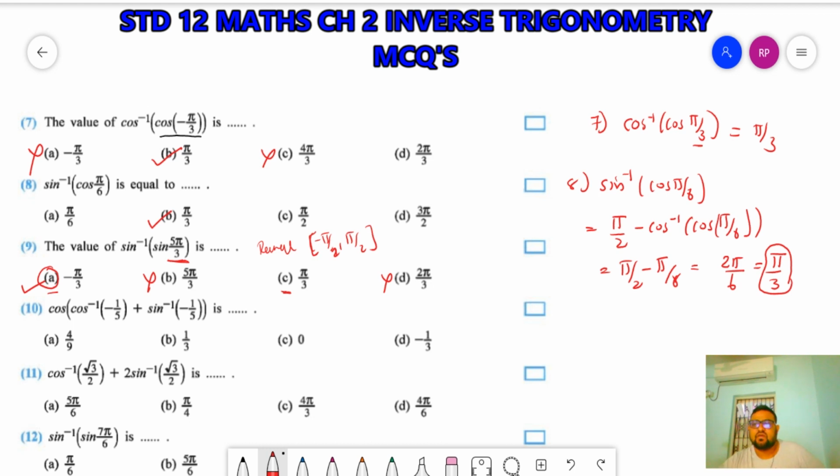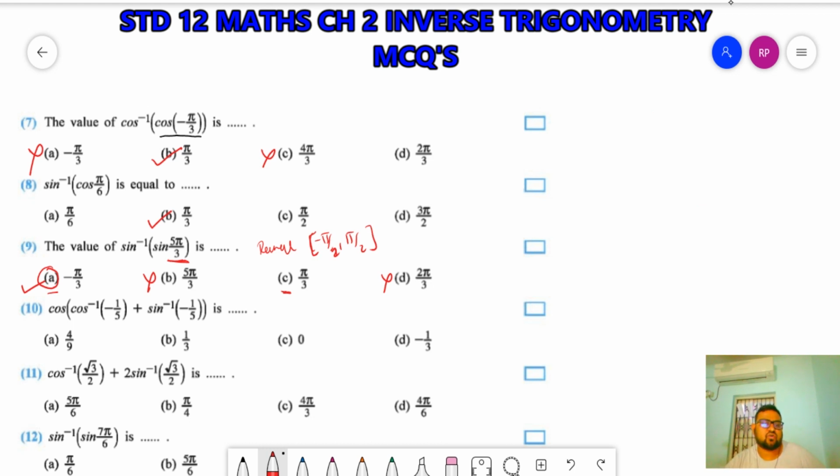Okay. And question number 10, cos of cos inverse minus 1 by 5 plus sin inverse 1 by 5. Now see, both these are same. And we have the formula cos inverse x plus sin inverse x equal to pi by 2. So this will be equal to cos of pi by 2, and the value of cos pi by 2 is 0. So this is the answer.